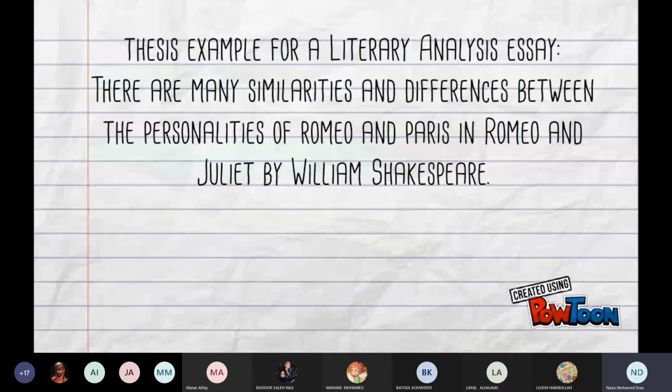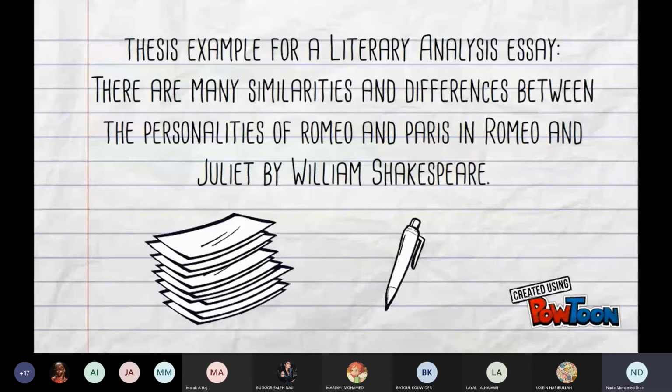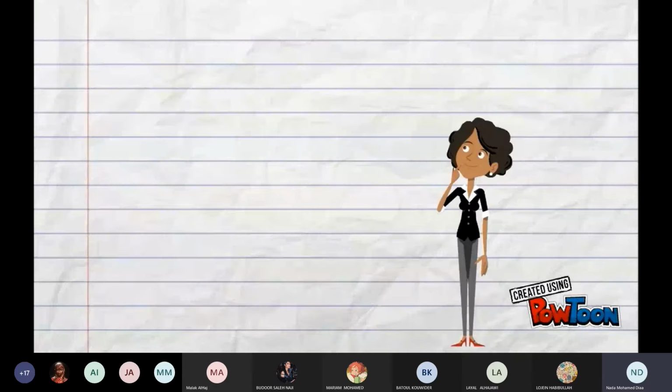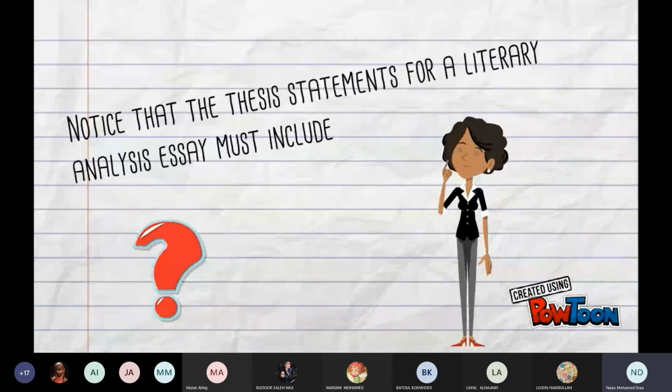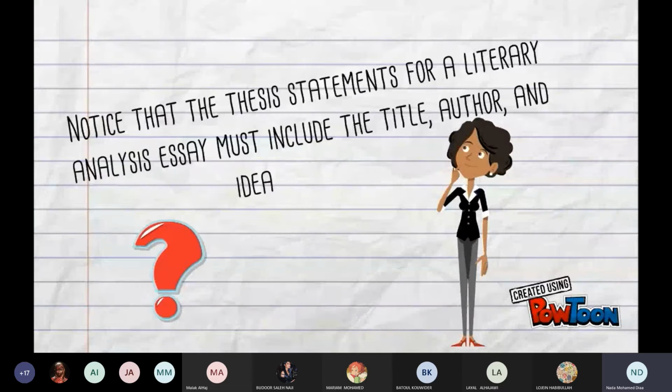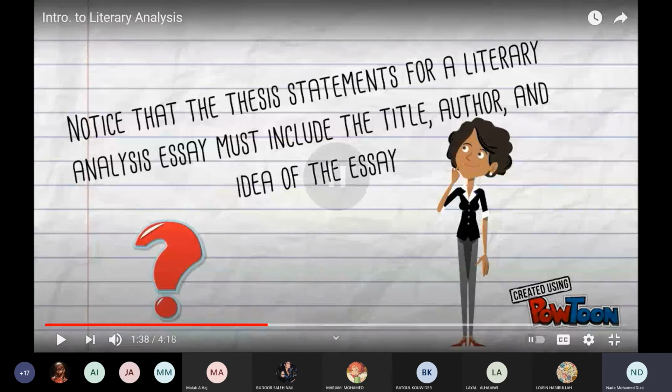View the example thesis statement below. This essay topic would ask the writer to determine the similarities and differences between 2 characters in Romeo and Juliet by William Shakespeare. Notice what the thesis includes. As seen in the example, the thesis statements for a literary analysis essay must include the title, author, and idea of the essay. Don't forget to write the title, author, and idea of the essay, which is a background also about the excerpt.